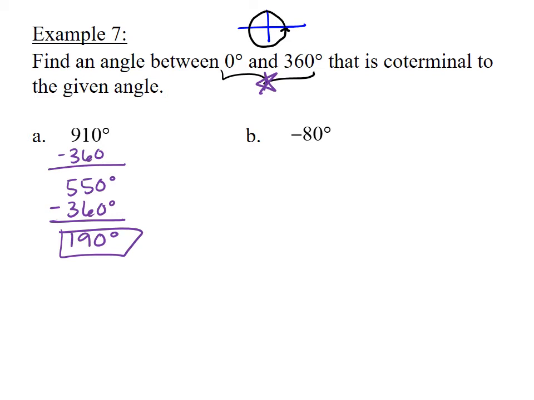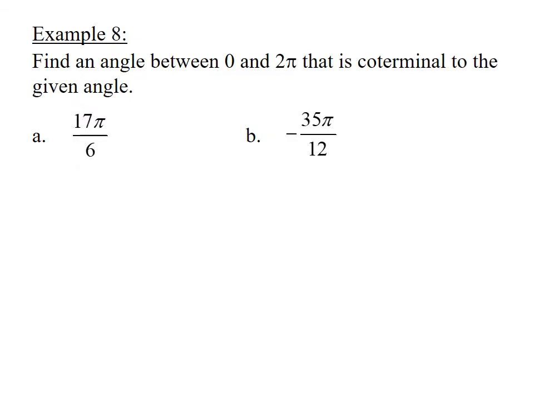On the other hand, in part B, this is negative, so instead of subtracting 360, in order to get a value in this interval, I'm going to add 360 degrees. When I add 360 degrees, I get 280 degrees. So 280 degrees is a coterminal angle to negative 80 degrees within the given interval. These are examples of angle measures in degrees. Let's take a look at angle measures in radians.